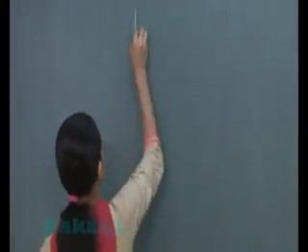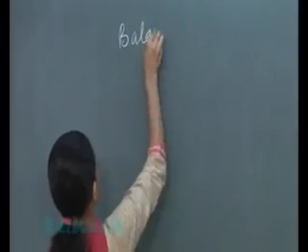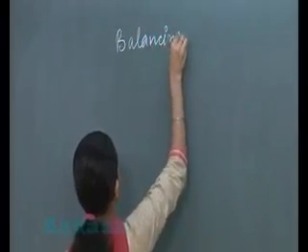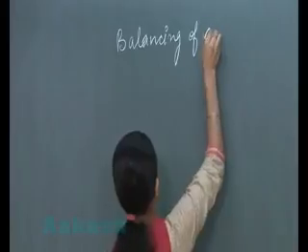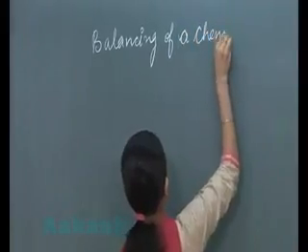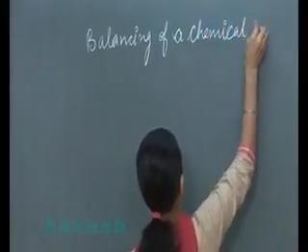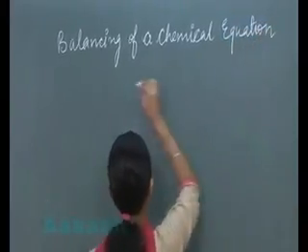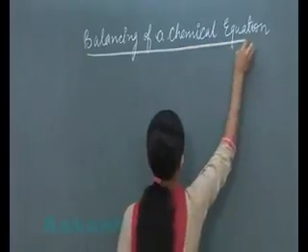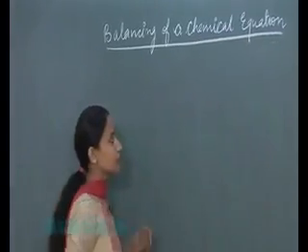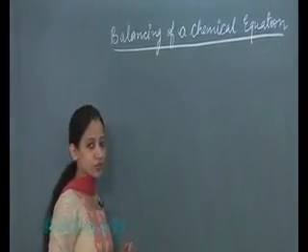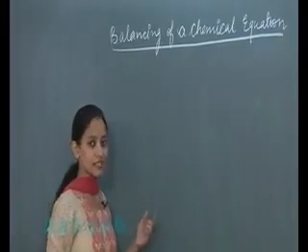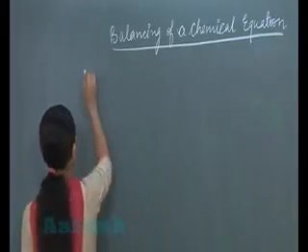Now students, let us study how to balance a chemical equation. So let us learn about balancing of a chemical equation. So students, let us write down the steps to balance the chemical equation. First of all, we will take the skeletal equation, that is the unbalanced equation.